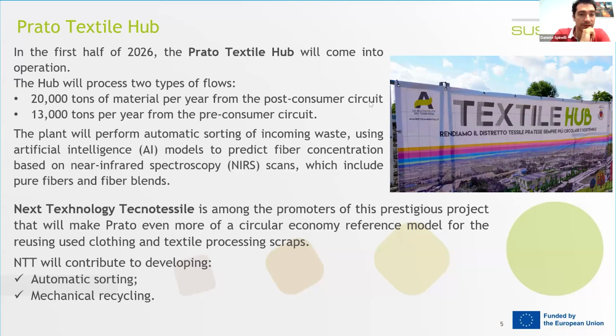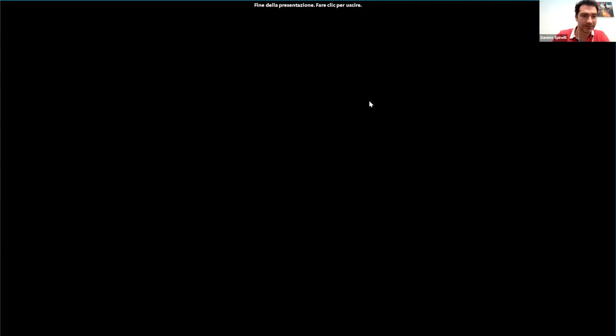And the hub will process two different types of streams: around 20,000 tons coming from post-consumer material, and 30,000 tons from pre-consumer material. So the plant will perform sorting of materials, also using AI models and near-infrared spectroscopy, to have a cleaner flow of fiber. And NTT will support this project, mainly working on optimization of automatic sorting and mechanical recycling, with the goal of having new materials that could feed the textile companies in our district. And that's all from my side.